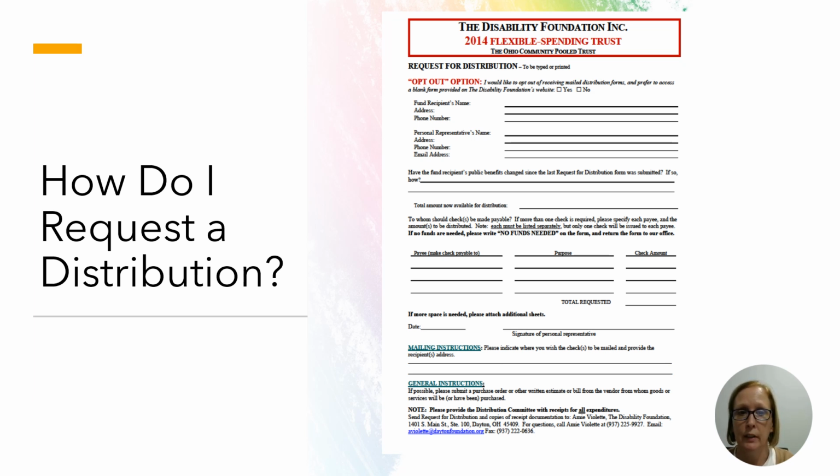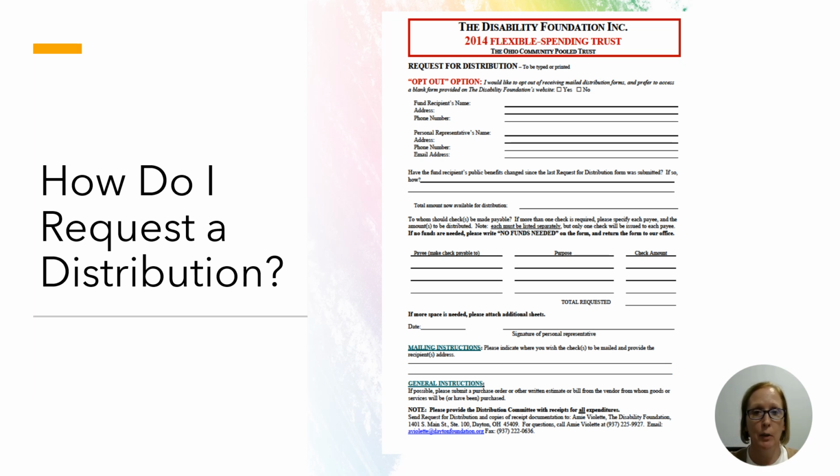You can simply click on the requested distribution button on our website. You will then be able to fill out the form electronically and will be prompted to create an e-signature. You will also be given the opportunity to upload your supporting documents such as the receipts or bills for which you are requesting the trust to pay.